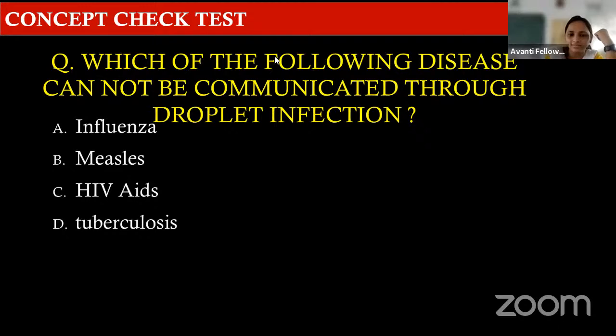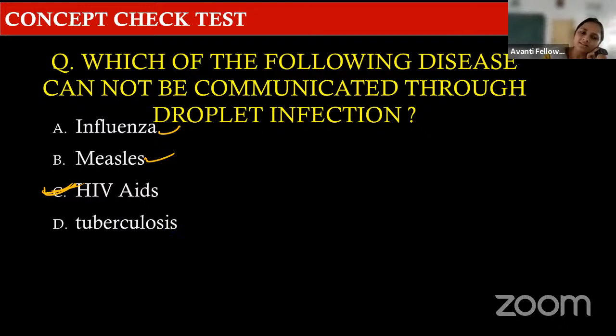Just think. Droplet infection. See here, influenza, measles, and tuberculosis, and HIV they are given. Think which one is the correct answer. Is HIV AIDS going to come from droplet infection? No, right? HIV is not going to come through droplet infection. How is it transmitted? I told you just now, it is a sexually transmitted disease. HIV, right? So that's why option C is the correct answer.